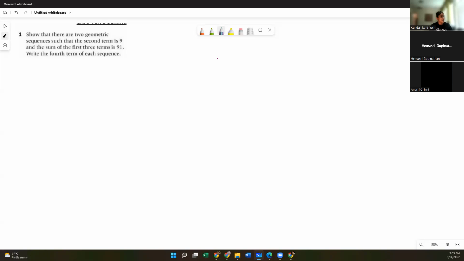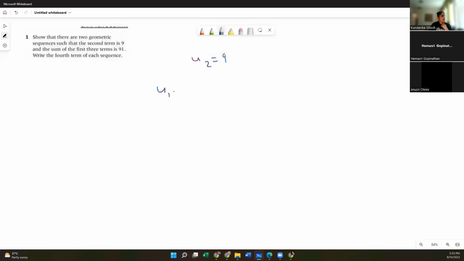So there are 2 geometric sequences. The second term is 9, correct? So that means U2 equals 9. And then the sum of the first 3 terms is 91, right? So U1 plus U2 plus U3 equals 91.